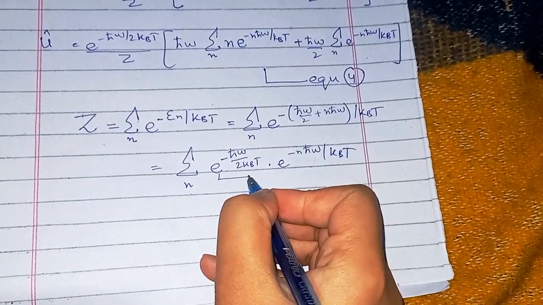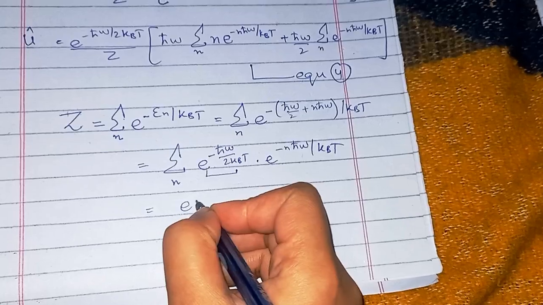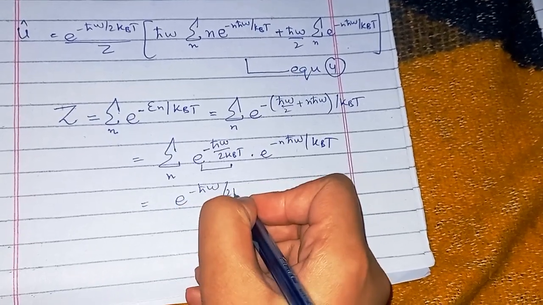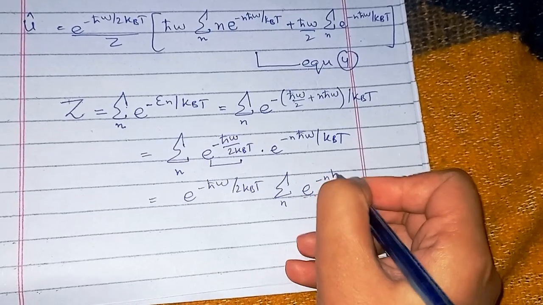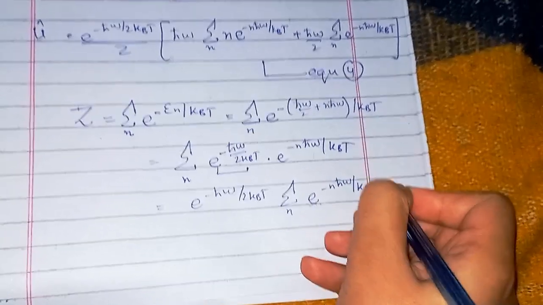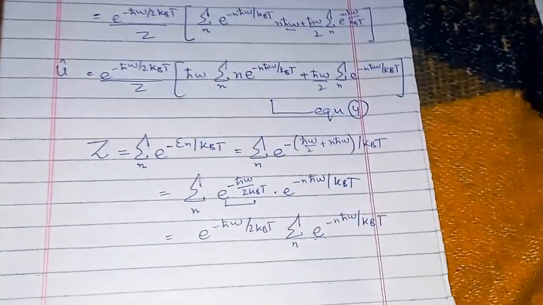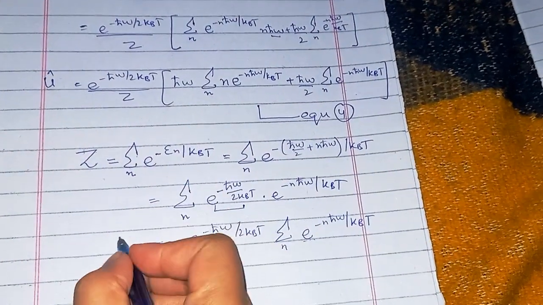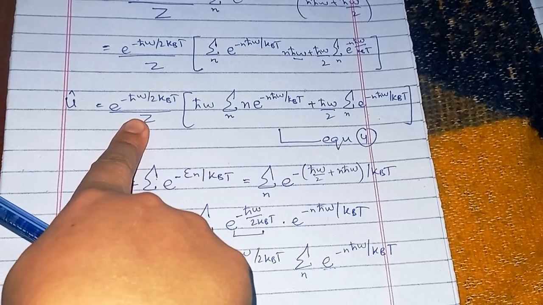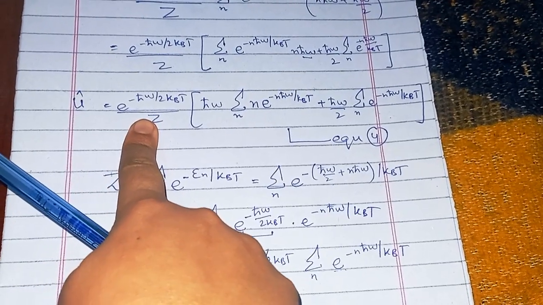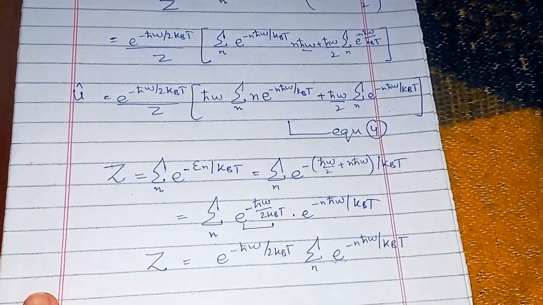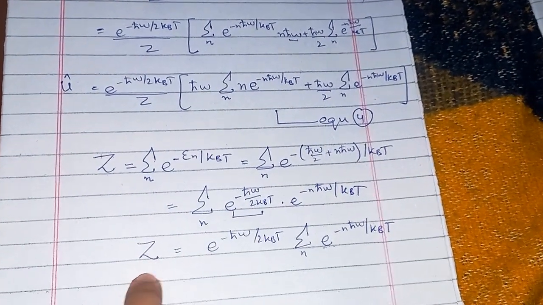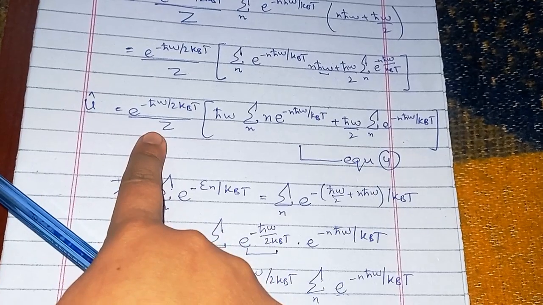We can take this term outside, so it's e to the power minus h cut omega by 2 kBT into summation of e to the power minus n h cut omega by kBT. Okay, and we can insert this value of partition function right here, and we'll have some cancellations, and we'll get some simplified form as a result. So let's do that. Let's put this partition function's value right back into this equation.